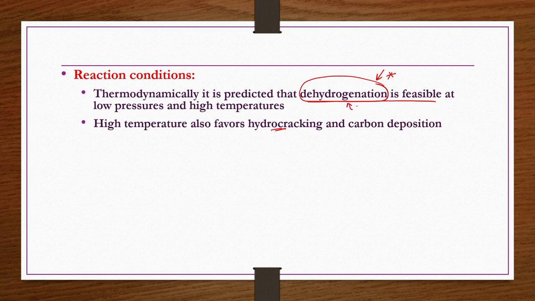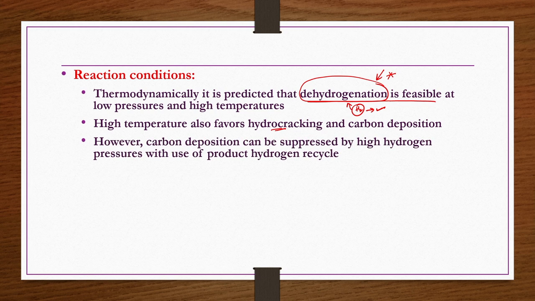But nevertheless, in the dehydrogenation process you are getting hydrogen. So, this hydrogen can be used to suppress the coke formation because of the hydrocracking. So, carbon deposition can be suppressed by high hydrogen pressure with the use of product hydrogen recycle, because when the reforming process is going on, because of the dehydrogenation reaction, you are getting hydrogen, and then that hydrogen you can utilize to generate a high pressure situation within the reactor so as to suppress the carbon deposition on the catalyst surface.